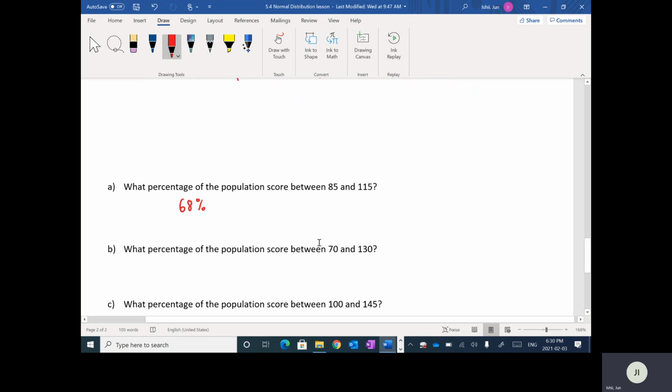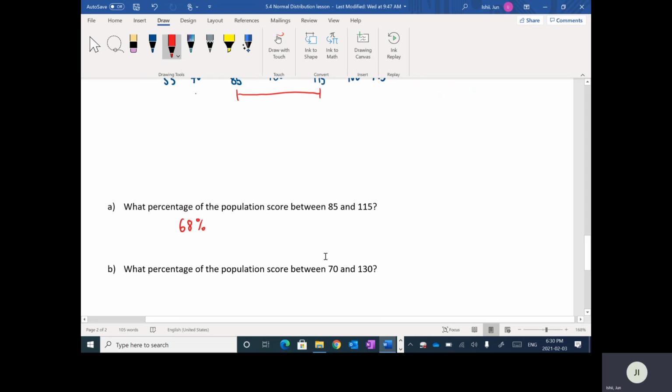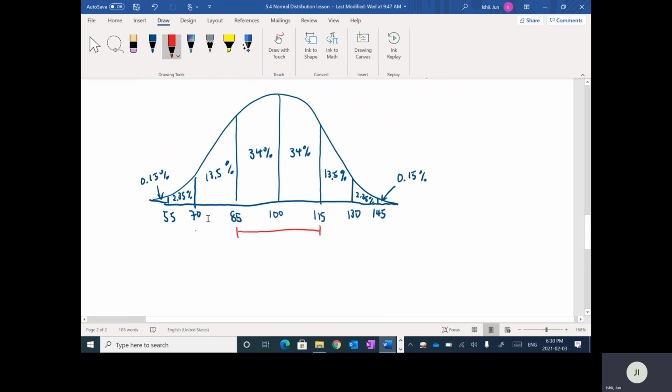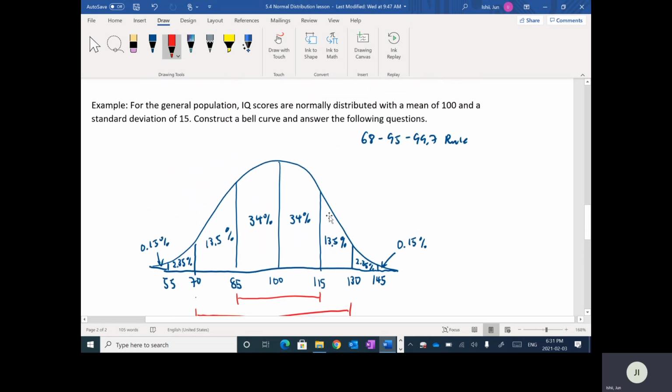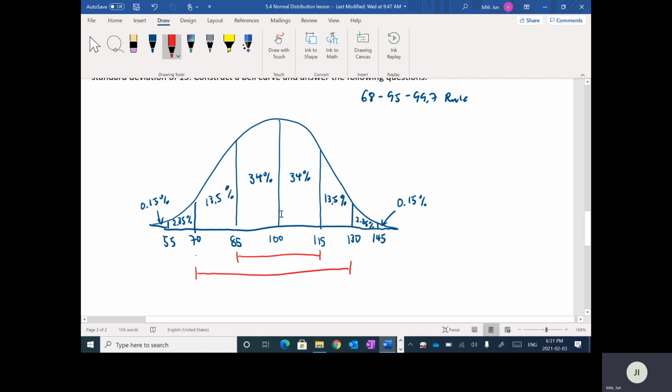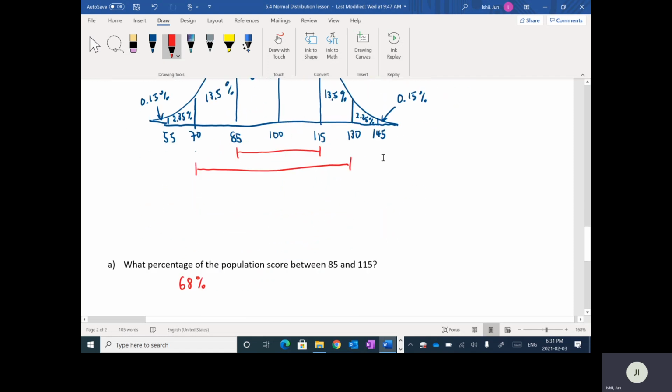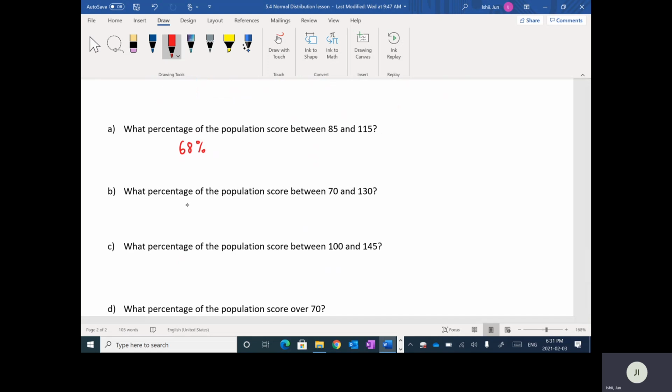Cool. All right, so basically I'm just going to use this bell curve to answer these questions. What percentage of the population is between 70 and 130? Okay, so 70 and 130. So that's from there to there. Again, you can see that this is asking 2 standard deviations to the left, 2 standard deviations to the right, and we know through the rule that it's 95%. Okay. The alternative way is to add up these 4 sections, and we are still going to get 95%. Okay, so the answer to this one here would be 95%.